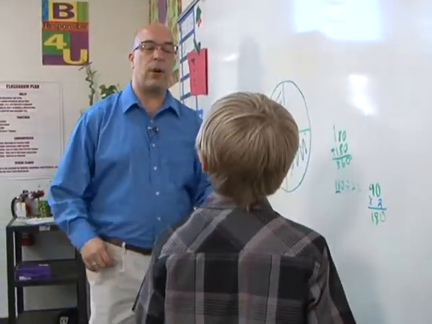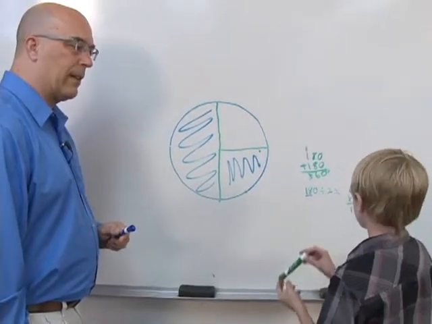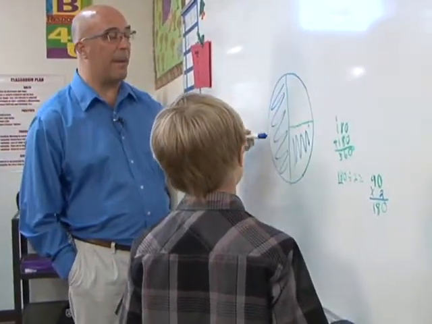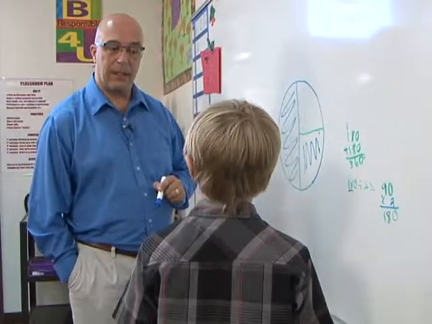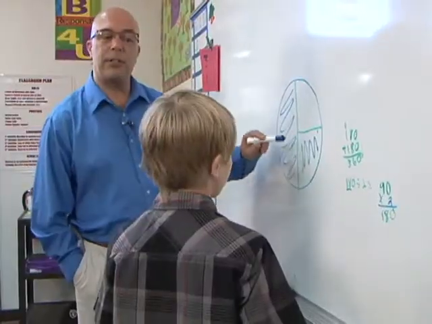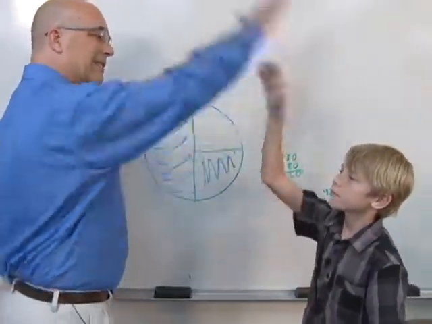So if we have a whole circle, how many degrees are in it? Whole circle is 360. If I take half the circle, whether it's the top half or the left half, how many degrees are in it? 180. And we have a quarter of a circle right here. How many degrees are in a quarter of a circle? 90. Excellent work. Nicely done.